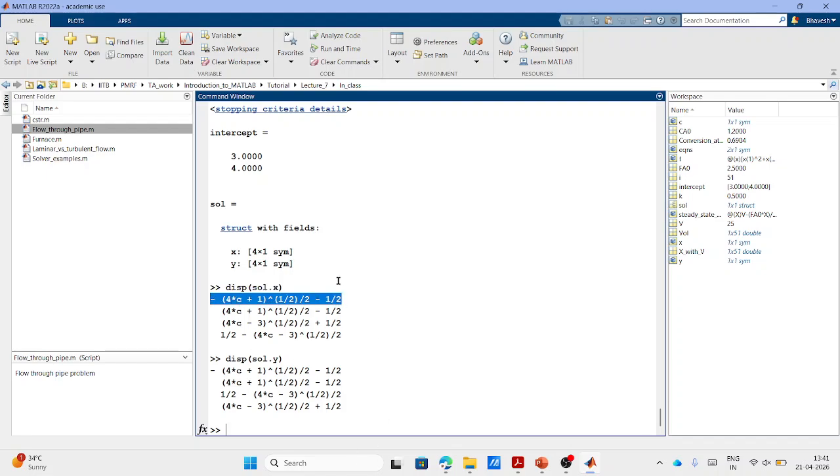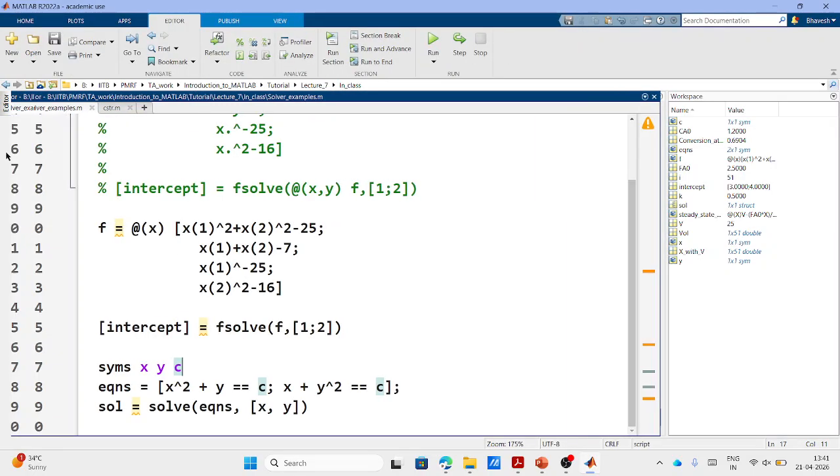Okay, and you have four types of solution possible, right? So this is your x and y, a combination of x and y represented in terms of c, then another combination of x and y represented in terms of c, second line. Okay, so corresponding to x, y will be this, right? So that way you can find the solution.